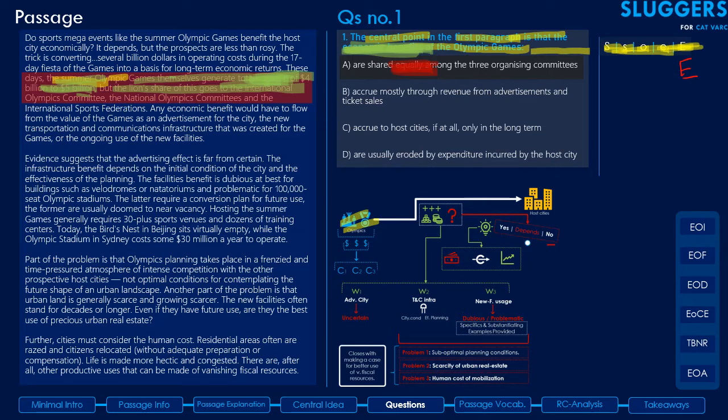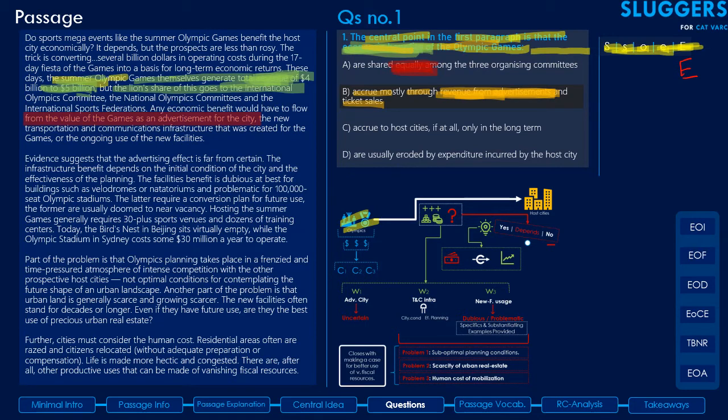Next, coming to option number two. Option number two says, just let me get the highlighter, the benefits of the Olympic Games accrue mostly through revenue from advertisements. Please note this term is important: revenue from advertisements and ticket sales. Now, what might have happened in the case of most of the learners is they might have inferred this to be correct from this particular point of reference, which is given here, right?